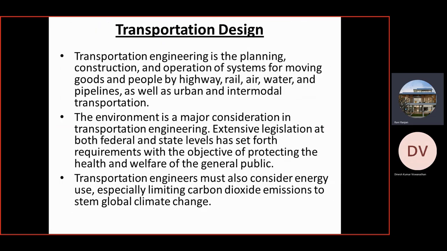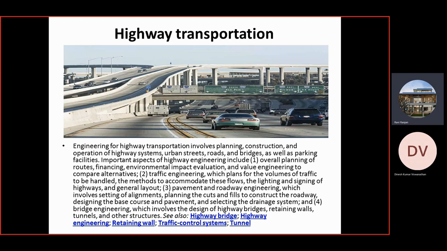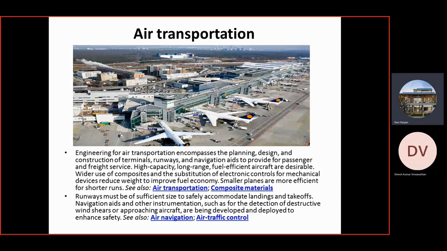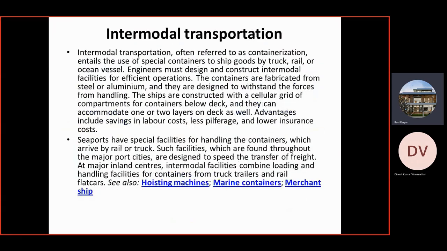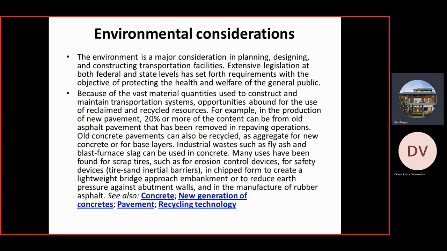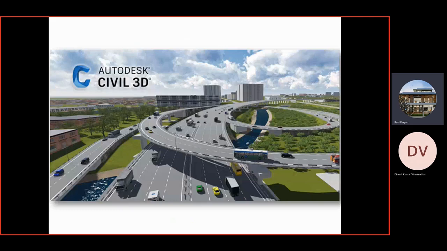We have some transportation designing, and how many ways we have, like highway, rail, air, water, and pipeline, as well as urban and intermodal transportation. See, these are the introduction: highway, rail, air, water, pipeline transportation, urban transportation, intermodal transportation, environmental considerations. I have included all here. Most important, see what is the Civil 3D software.